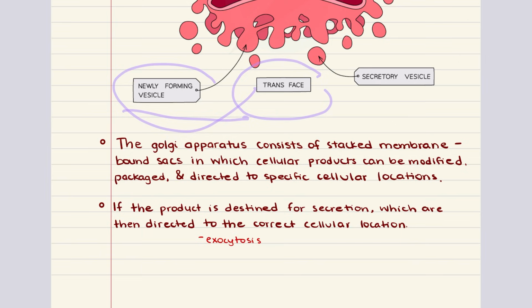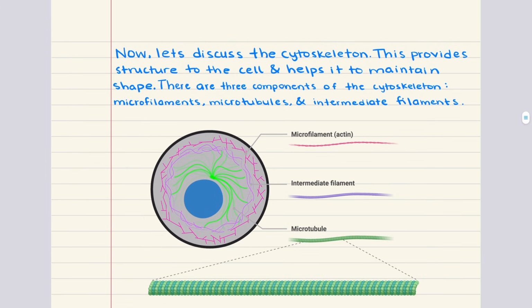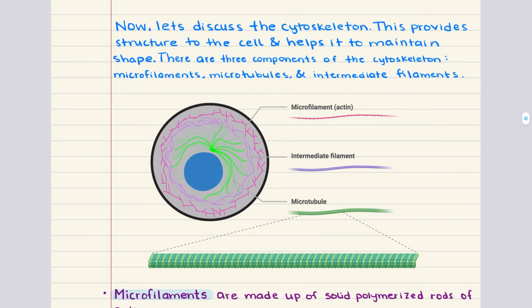Now that we've covered how molecules are transported and processed within the cell, let's shift our focus to another key system that supports cellular structure and movement, and that's going to be the cytoskeleton. The cytoskeleton gives the cell its shape and its structural support. But it doesn't just hold the cell together. It also plays a very important role in things like transport and movement and even cell division.